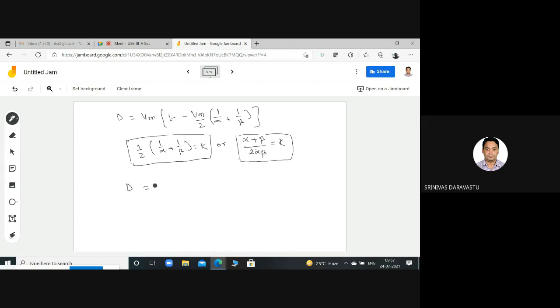Now d equals Vm into T minus k into Vm. Simplifying this further, k into Vm square minus Vm into T plus d equals 0. So we can write Vm equals T plus or minus under root of T square minus 4k into D, by 2k.